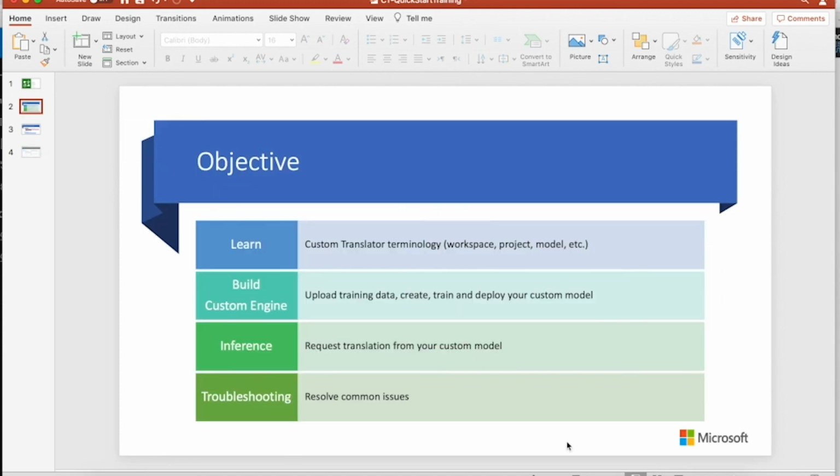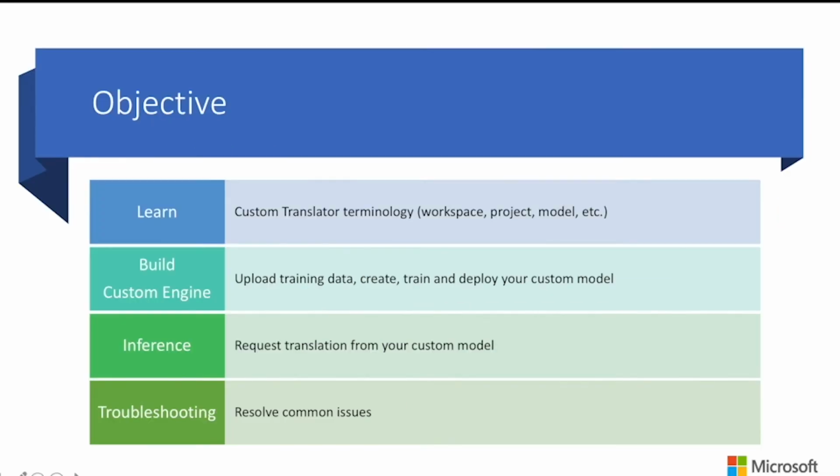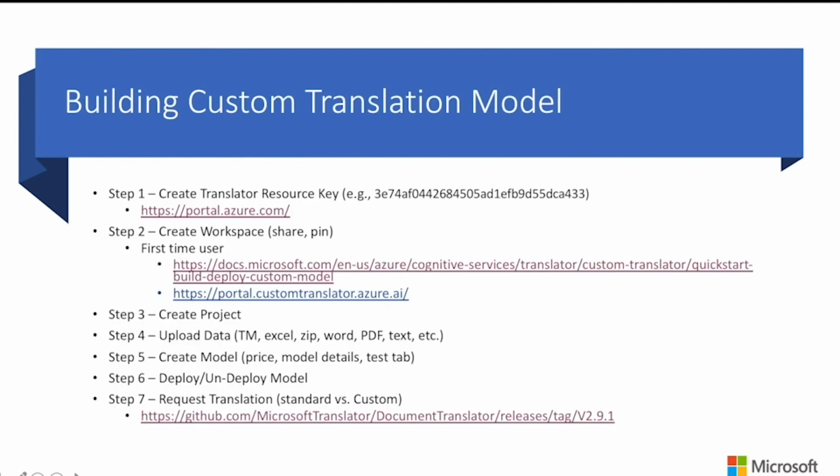A quick review: you should know what a workspace is, what a project is, what the model is, you know how to upload data, how to create a model, how to train a model, how to deploy it, and how to request translation. And I gave you some common tips about data upload issues and the translation quality of a model issue. So all these 7 steps you should be able to do now.